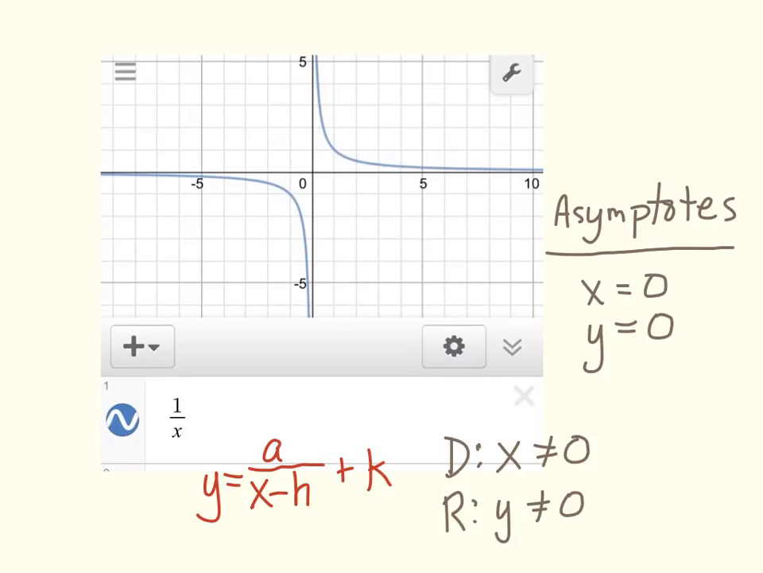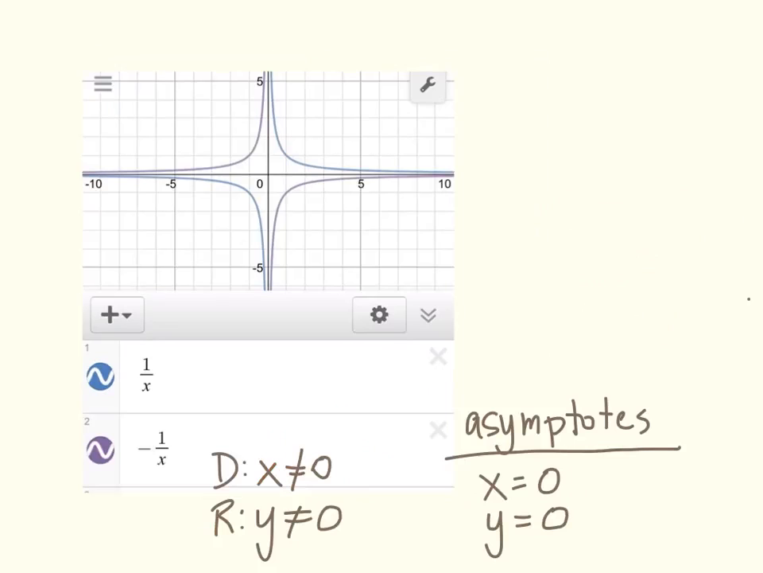Now, as we move through, this is the general form or general format for a rational function: y equals a over x minus h plus k. And this (h, k) point is going to be this central point, about which the figure is drawn. All right, we'll look at that as we get a little further along.